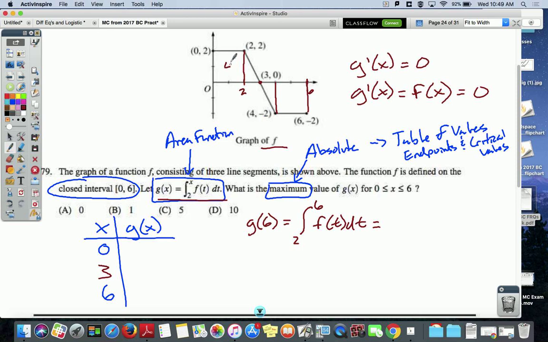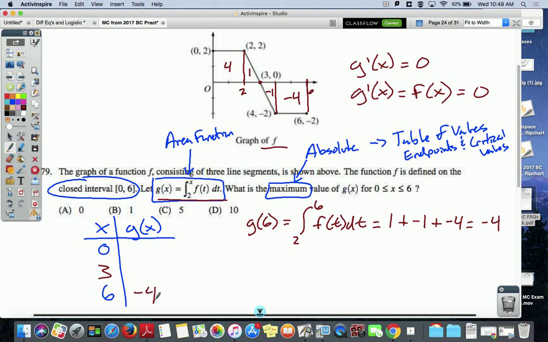So each of these squares is 4. But this one down here I'm going to mark as -4 because it's below the x-axis. In between 2 and 3, this is a triangle of area 1 because we do 2 times 1 times a half. And down here we're going to get a -1. So if I want to find the area from 2 to 6, back down to this g of 6 equation, I'm just going to add those 3 numbers up. 1 plus -1 plus -4, and that gives me -4 for my value at 6.